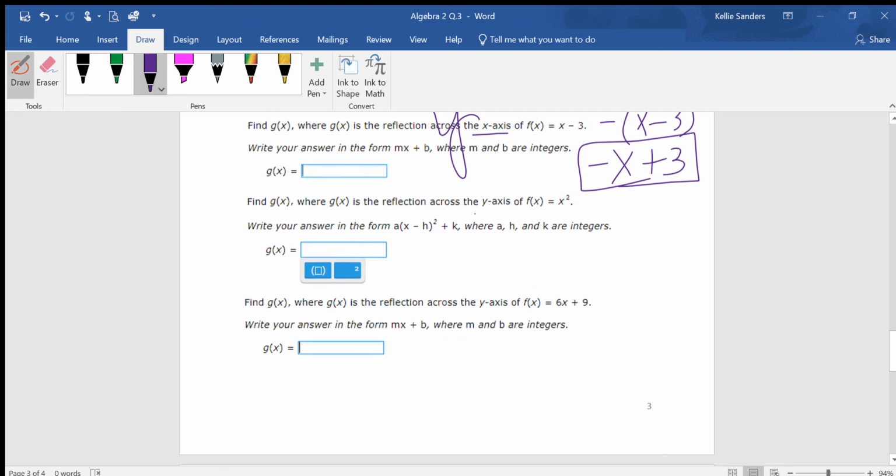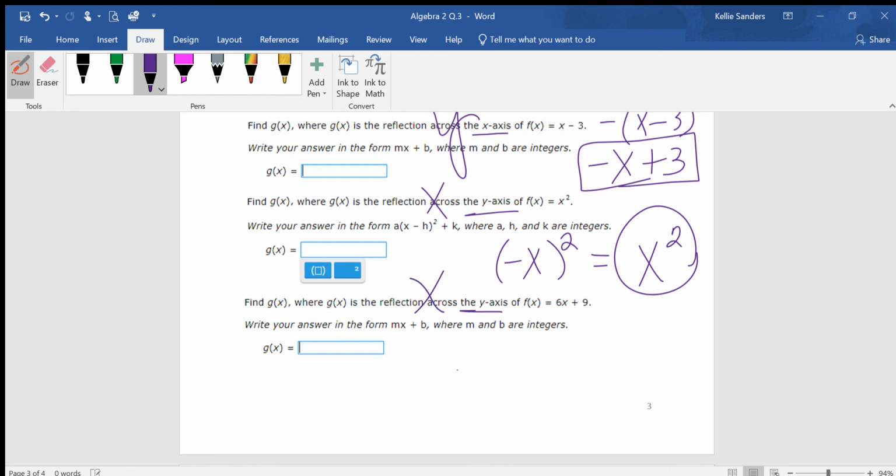If we're going to reflect about the y, then we're going to change the x, which means I'm going to put parentheses. I'm going to leave the 2 there, and I'm going to put a negative x inside. But squared means multiply it by itself, so a negative x times a negative x is a positive x squared. So we would end back up with x squared. On this one, reflect about the y, so we're just going to change the x. So the 6 becomes negative, and the 9 stays positive.